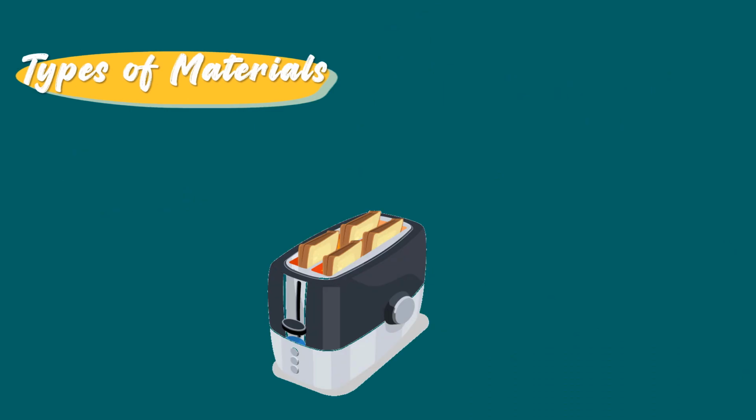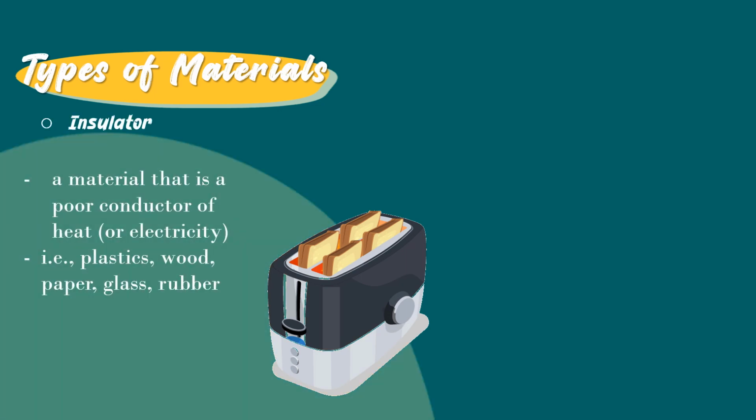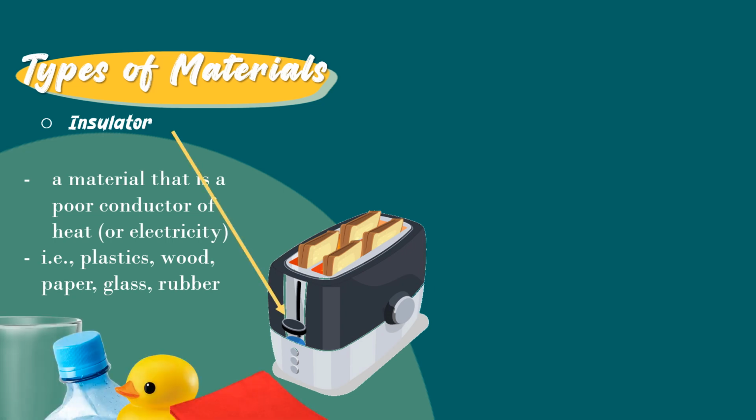Not all materials, when placed together, can transfer heat. There are also some materials that prohibit the transfer of heat, known as insulators. An insulator is a material that is a poor conductor of heat or electricity. It does not necessarily mean that insulators will totally not allow the flow of heat, but rather they just slow down the transfer of heat. So it takes a while before the heat is fully transferred to the other object. Some examples are glass, rubber, plastics, and cloth.